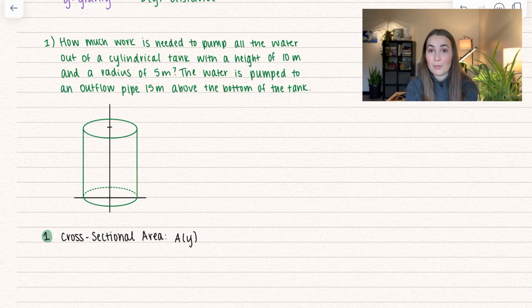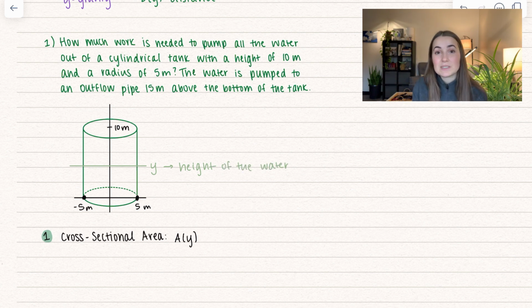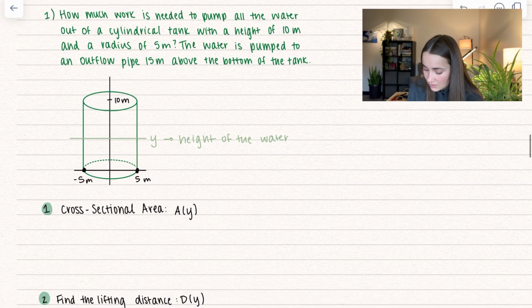But let's go ahead and talk about the measurements of the cylinder. So we know that this goes up to a height of 10 meters, right? And we also know that it has a radius of 5 meters. So this goes out to 5, which means that this goes out to -5. So let's go ahead and talk about what y represents. The y level, so if I took a cross-section right here, we would say that this is our y level, and that has to be the height of the water. It's going to be our variable because that's what's going to change, right? The water level decreases as the water is pumped out, and so that's what we're going to use as our corresponding y value.